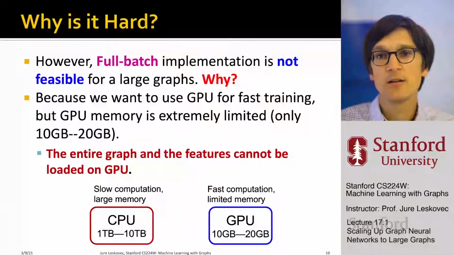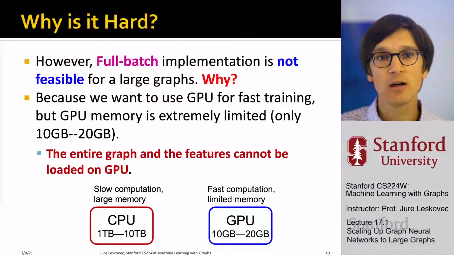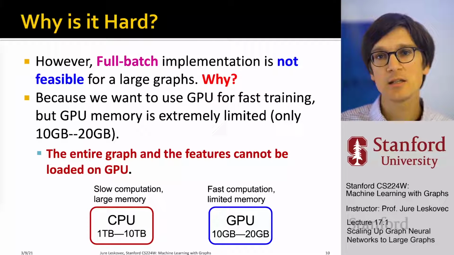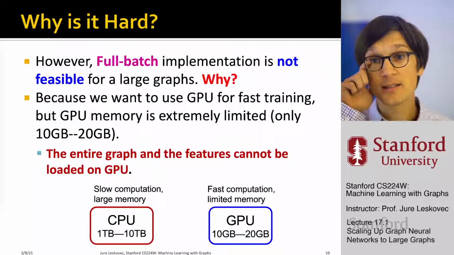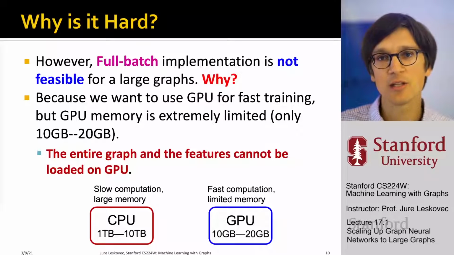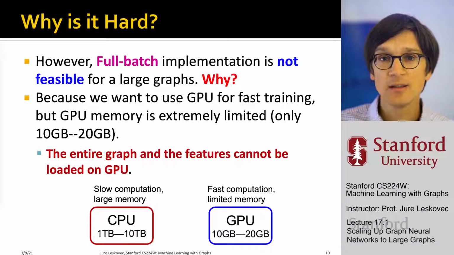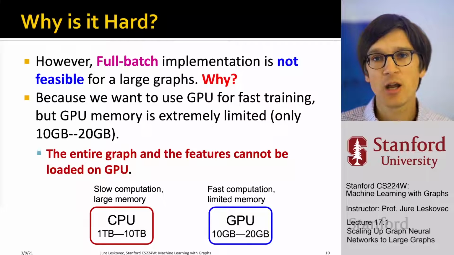And why is full batch implementation problematic? It is problematic for two reasons. One reason is that it takes super long and it's kind of time-wise, data-wise inefficient to do full batch training. But imagine, you know, you have all the time in the world, so you say, I don't care if it takes a bit longer. Even with that, it is still impossible to implement a full batch training for large graphs.